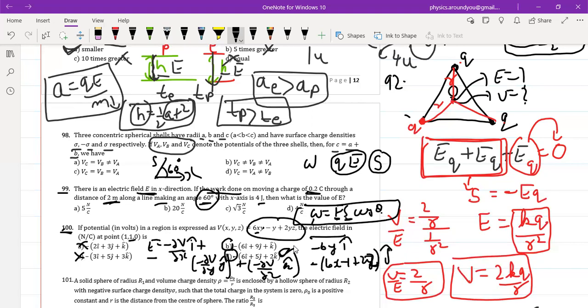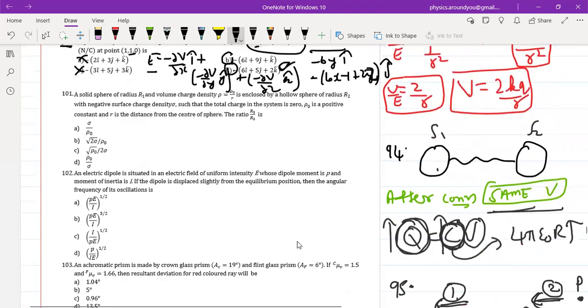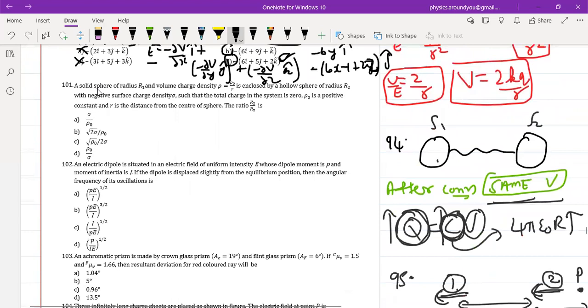Okay, 1, 1, 0. So 5 is there only in the D option. We don't work out z at all because it would be a waste of time. So using the options and the concept that electric field is the partial derivative of potential, we can solve the 100th question. Now question number 101.